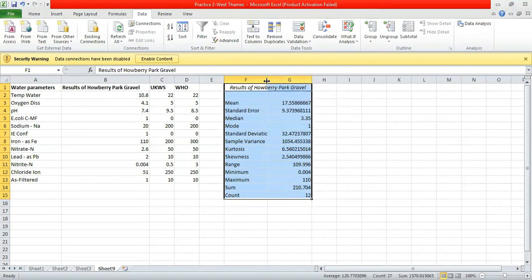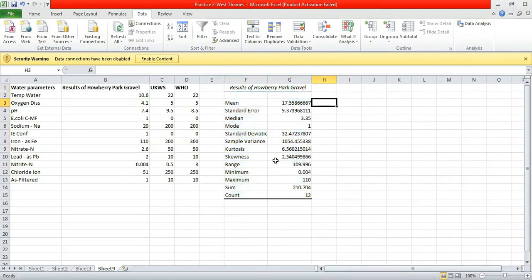The result is here. So this is the statistics. We have the mean of our data, it's 17.5. We have the median, 3.35. We have the mode, 1. So minimum and maximum. The maximum value of our data, of our measurement, is 110. And then we have the minimum, 0.004.